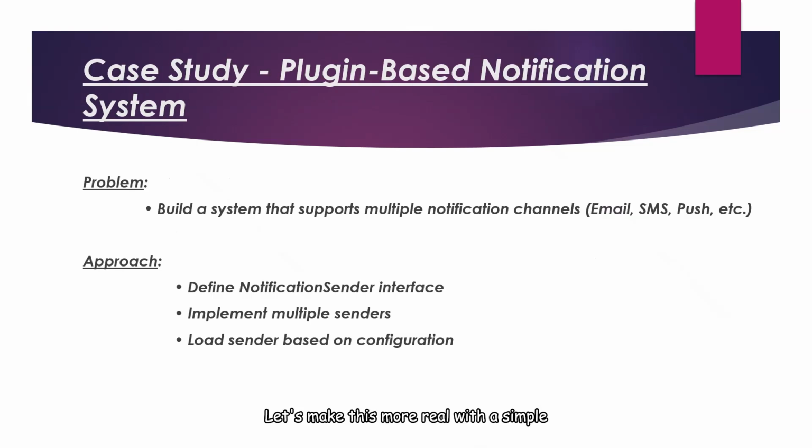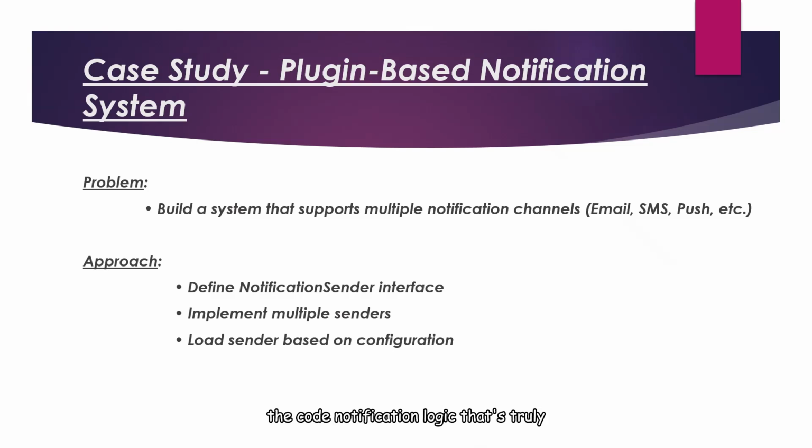Let's make this more real with a simple case study. Imagine you are building a notification system that supports sending notifications through email, SMS, push notifications, and Slack. How do we design it? First, we define a notification sender interface with a method like send notification. Then we create concrete classes like email sender, SMS sender, push sender, and Slack sender, each implementing the interface. At runtime, based on user settings or configurations, we instantiate and use the correct sender. The magic is, if tomorrow we want to add WhatsApp notifications, we just create a new class that implements notification sender. No changes needed in the core notification logic.